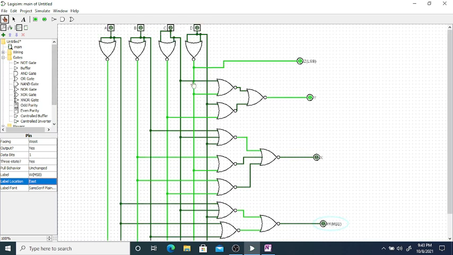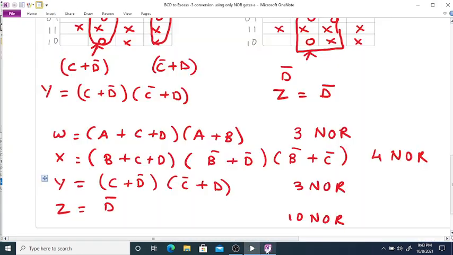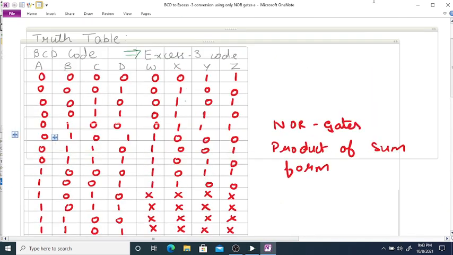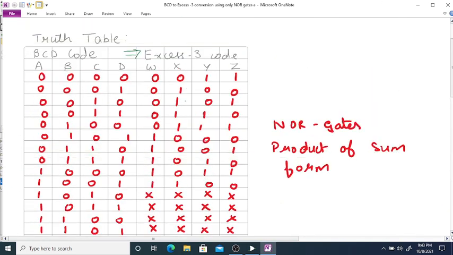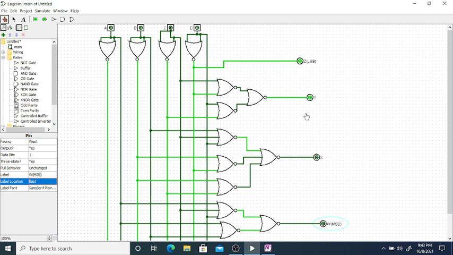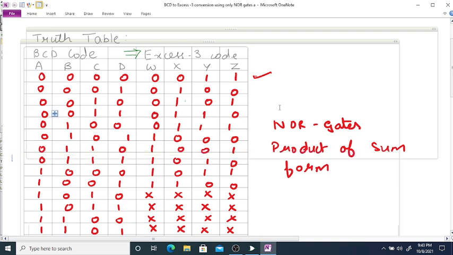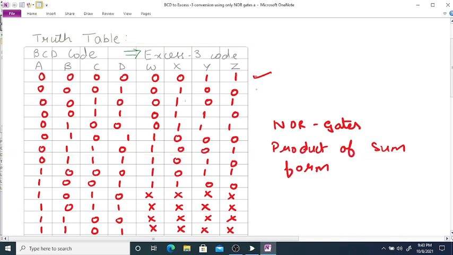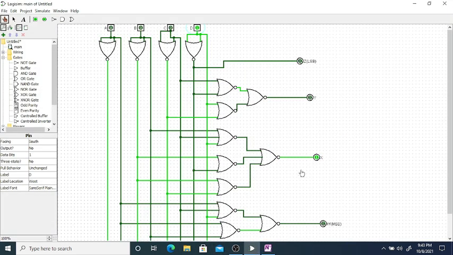So we can see that for 0 0 0 0 we have LSB bit, Z and Y as 1. So we can see here in our truth table, for 0 0 0 0 we have 0 0 1 1. Then if we change this LSB bit D to 1, we will get 4. So 0 1 0 0. So we can see in our truth table here that for 0 0 0 1 we have 0 1 0 0, so that X bit is 1.